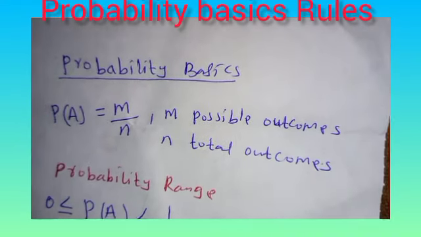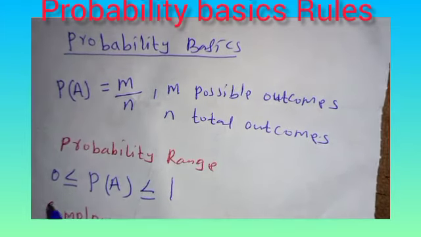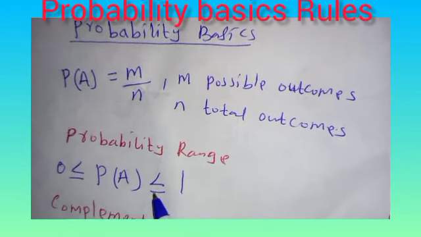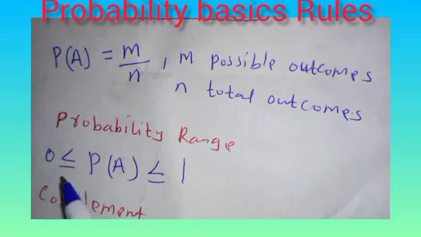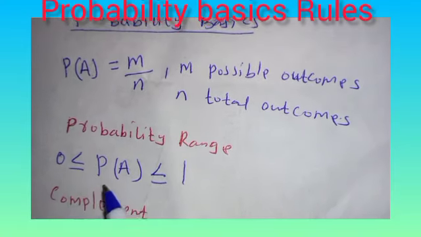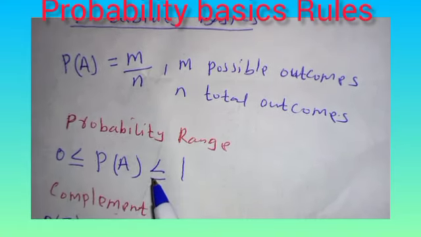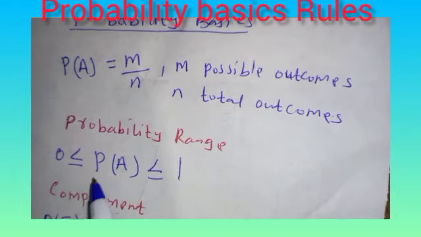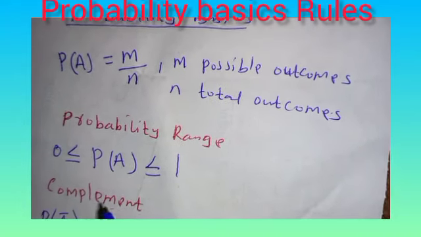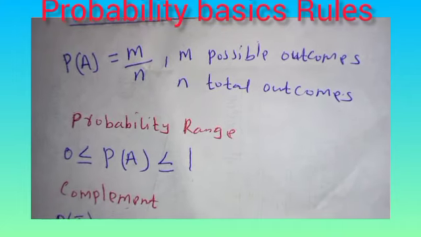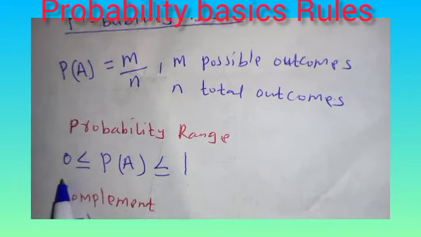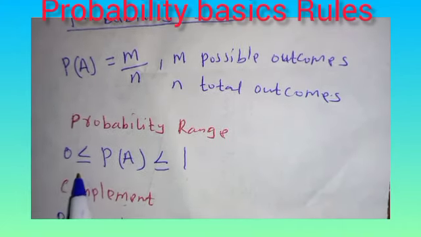The probability range is always between 0 and 1. You cannot have a probability in real life which is less than 0 or more than 1. It is always between 0 and 1. The probability of an event that cannot occur is always 0.